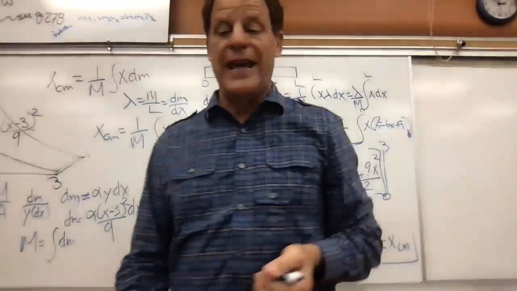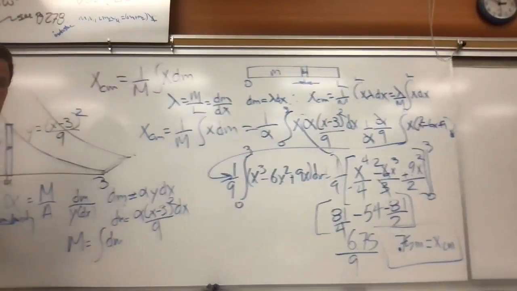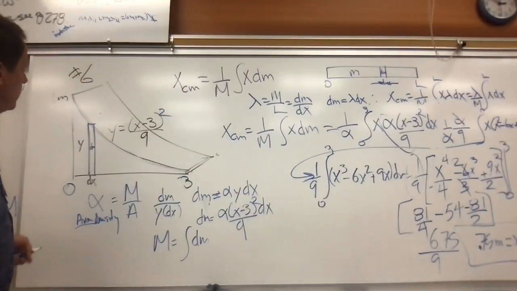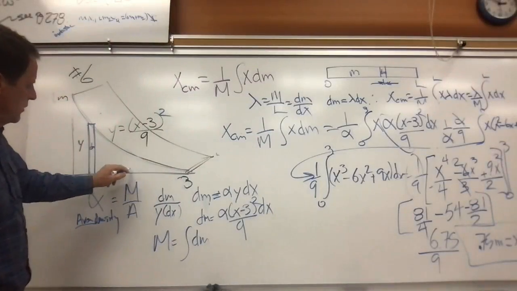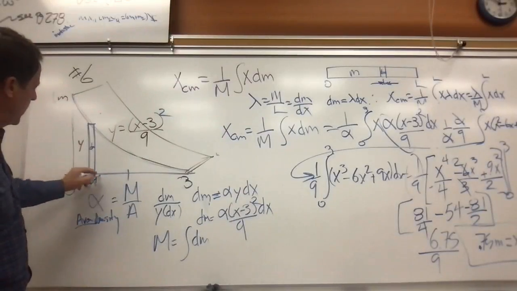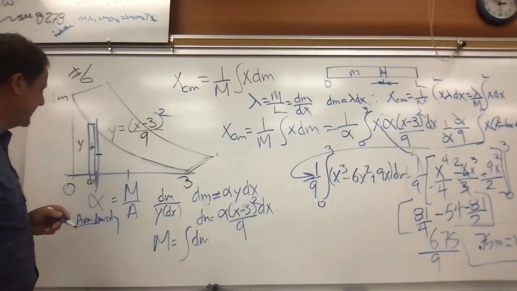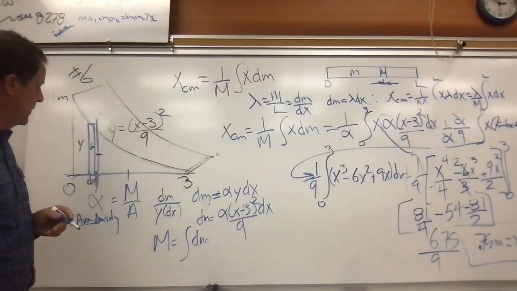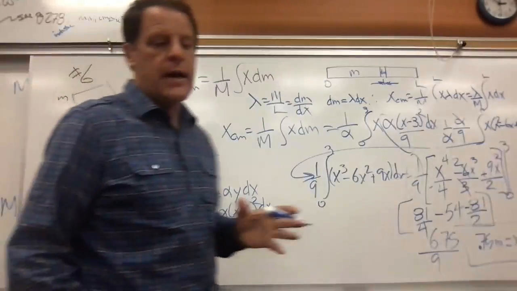That is the location in the x direction of where our center of mass is. So this whole thing was 3, so half is about 1.5. So somewhere around here is going to be the center of mass in the x direction. So that's 0.75.